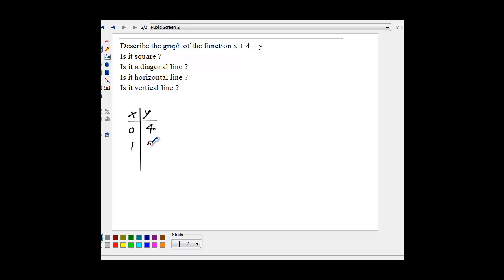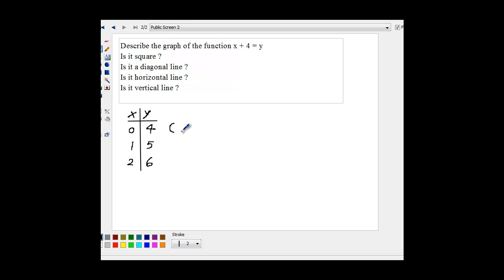Very good. Let's pick one more. Can you tell me if x is equal to 2, what is y, Parisa? Remember, we're going to substitute 2 for x and then add that to 4, and that would be 6. Very good. Good answer. So let's see how we can graph these points.